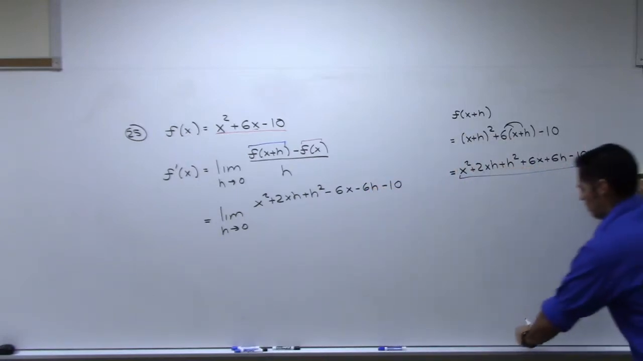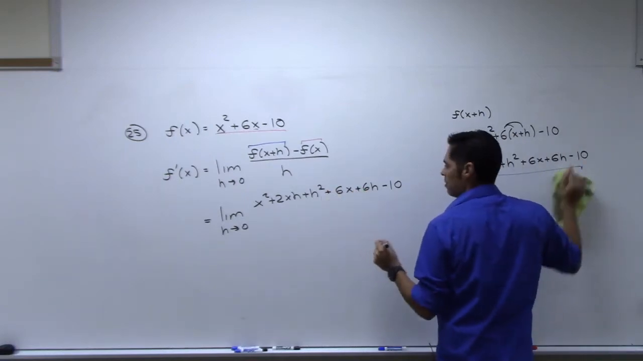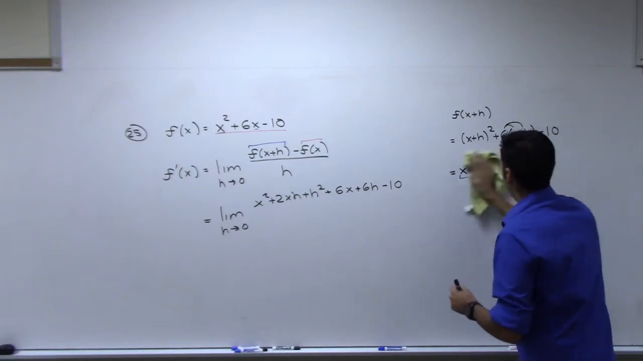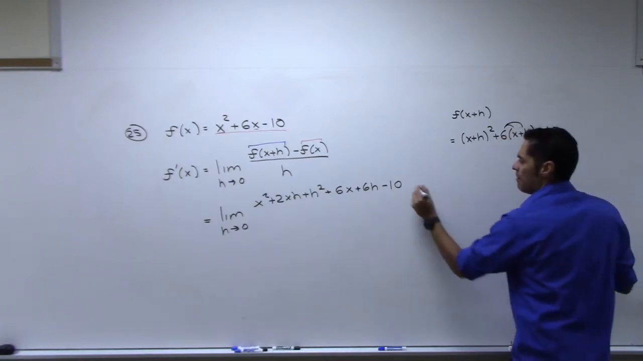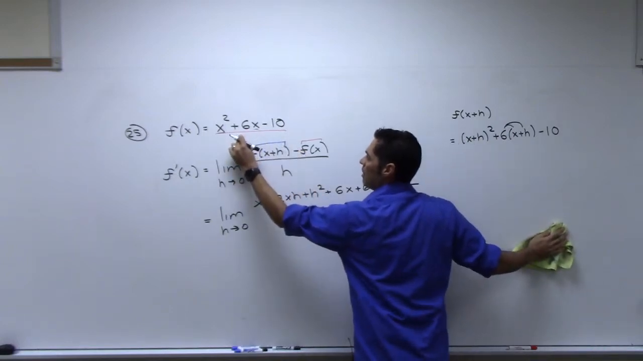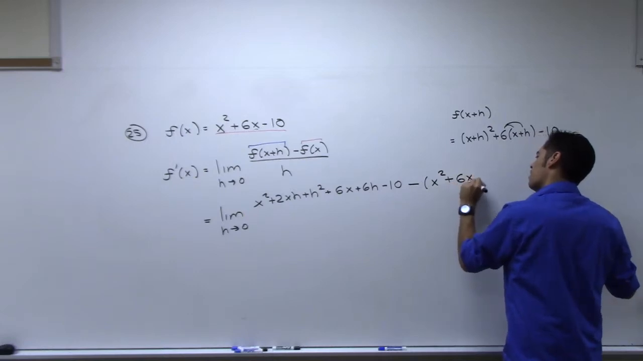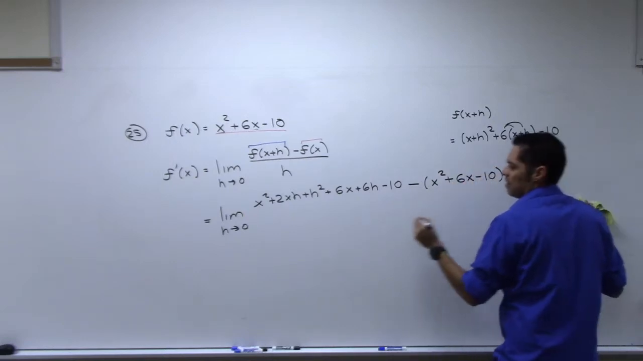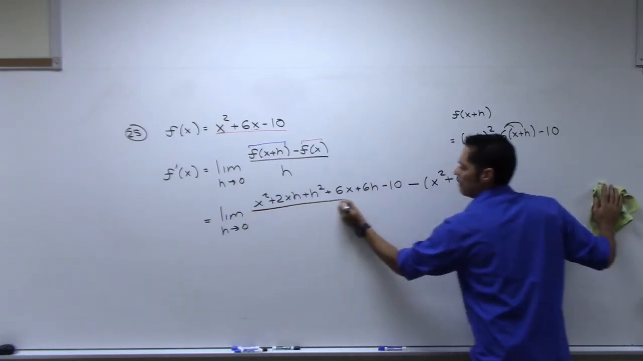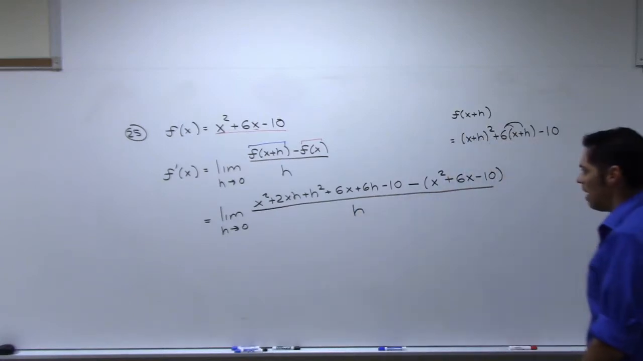Okay, that's this part. Why did I put minus? I don't know why I put minus. Plus, plus, okay, all of that. Then we have minus, and I'm subtracting this right here. So in parentheses, x squared plus 6x minus 10, then this entire ugly, nasty thing divided by h. Yes, that looks ugly, but good things are about to happen.